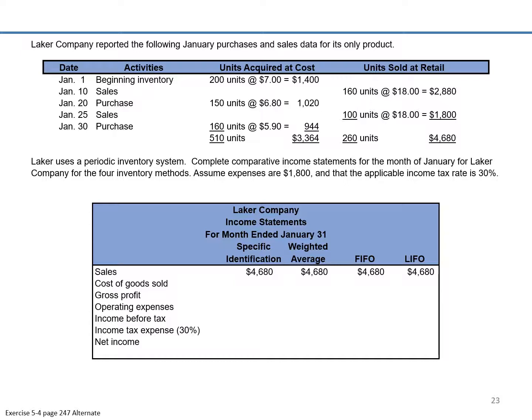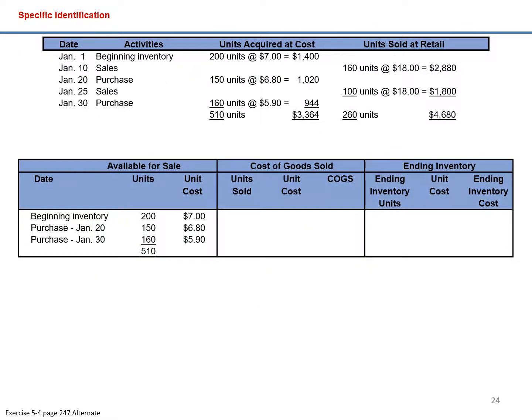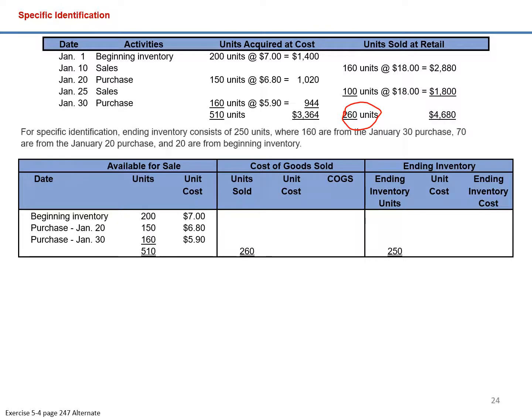All right, so we know that our sales income is going to be the same under all four methods, $4,680. We know that our operating expenses are going to be the same under all four methods, $1,800. So if we look at specific identification first, 260 for our total units sold. We know that because that comes from here, which means 250 are left, right? 510 we started with, 260 we sold. So that means we have 250 left in ending inventory.